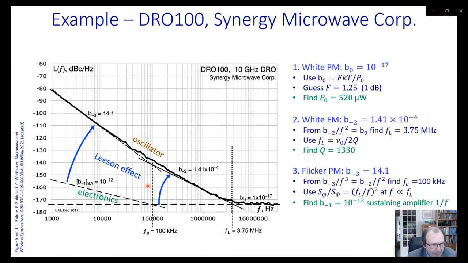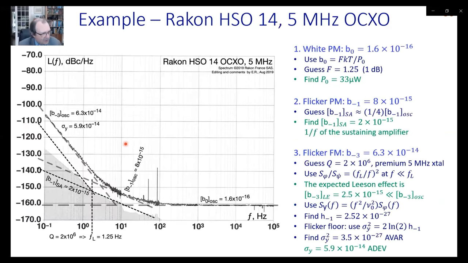Of course, we cannot see the flicker of the buffer, because the flicker of the buffer is 1 over f, and it is for sure lower than the 1 over f squared due to the Leeson effect. Now, we have a different oscillator we can interpret, and this is an outstanding ultra-stable oscillator intended for ultimate applications, 5 MHz.